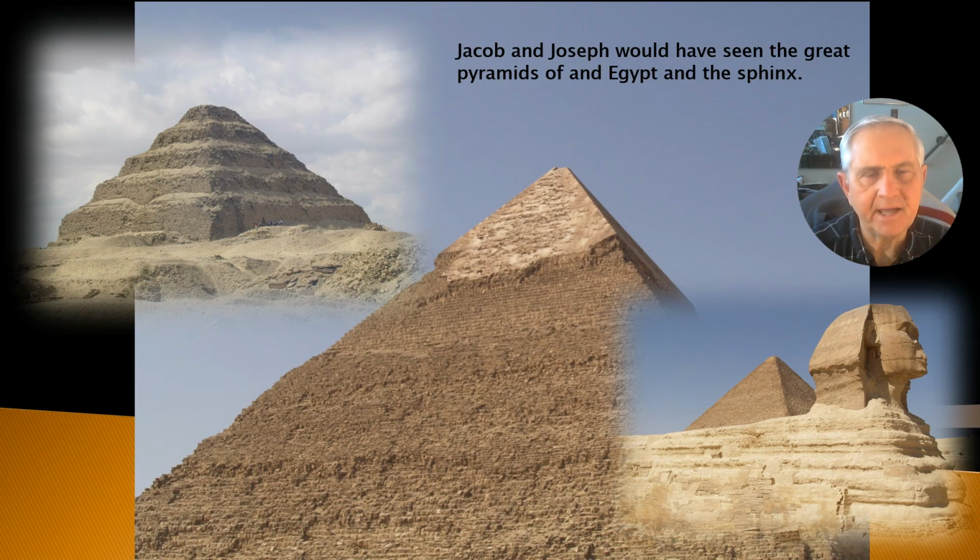Now Jacob and Joseph and the Israelites would have seen the pyramids of Egypt. You have the step pyramid on the left, and then you have part of the Great Pyramid. This would be the second one. And then you have the Great Pyramid and the Sphinx down at the very right. These would all have been built way before the time of Jacob and Joseph.